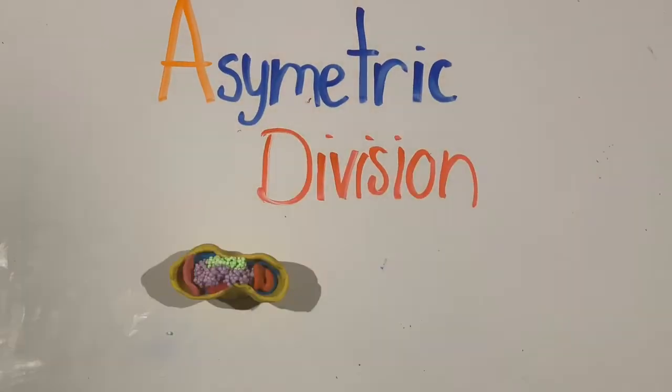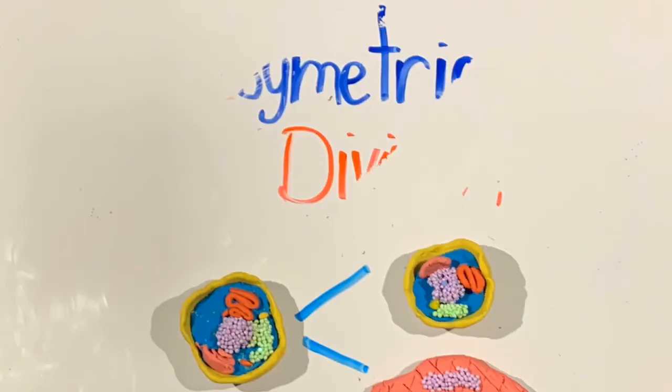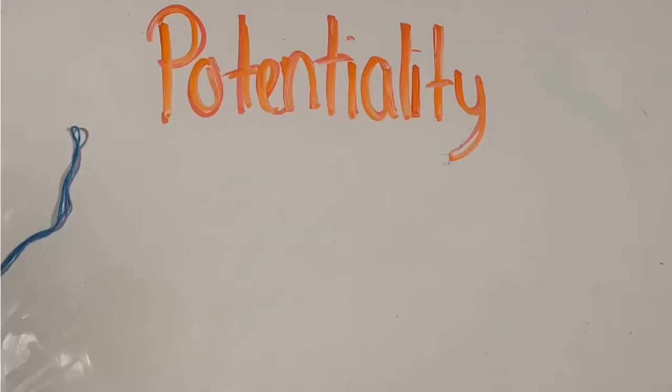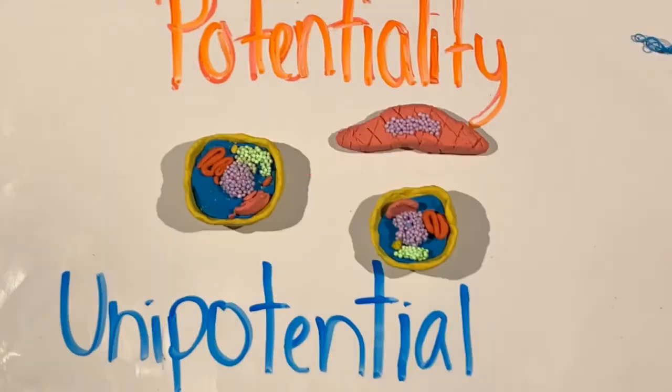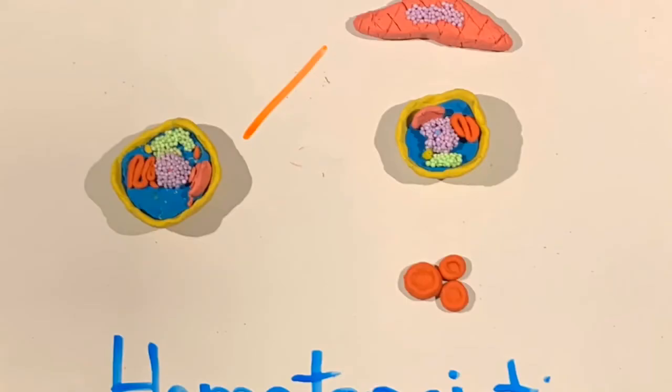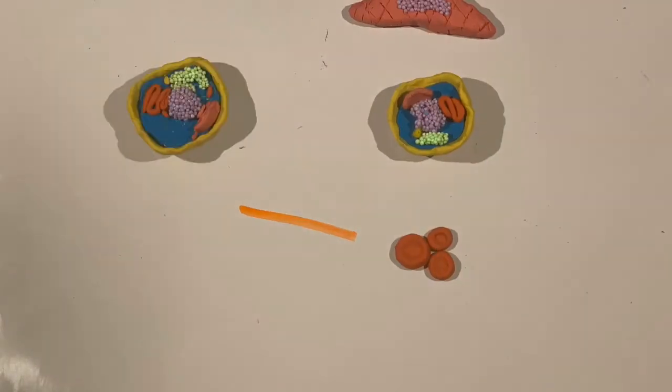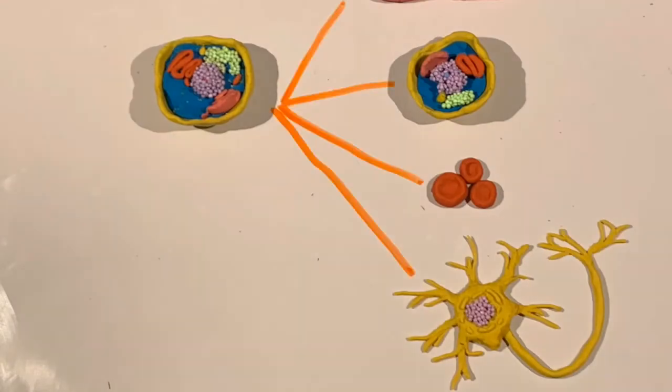If we're talking about stem cells, an asymmetric division is the result of mitosis, where a parent cell produces a similar cell and a specialized cell. Then, potentiality is the way we can differentiate between stem cells. If the cell can only produce a single specialized cell, it's unipotential. If it can produce similar functional cells, it's hematopoietic. And if it's pluripotential, it can produce all cells in the organism or a variety of them.